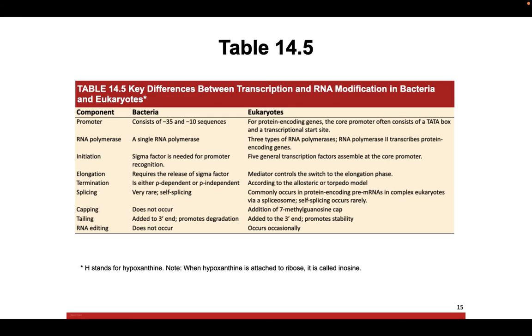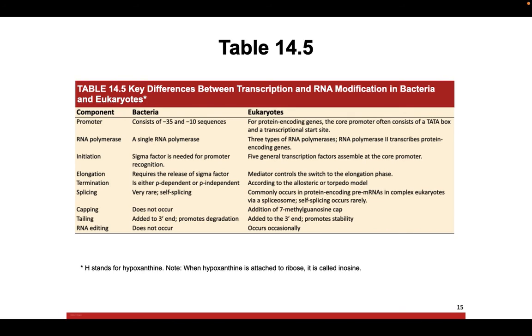Elongation in bacteria requires the release of sigma factor. In eukaryotes, it requires mediator. Termination in bacteria is either rho dependent or rho independent. In eukaryotes, it uses the allosteric or the torpedo model. Splicing in bacteria is very rare, and there is some self-splicing. In eukaryotes, it's very common, and it uses the spliceosome proteins.